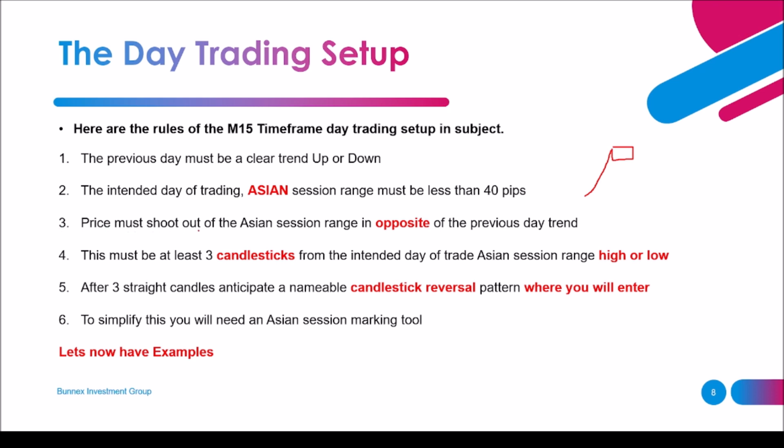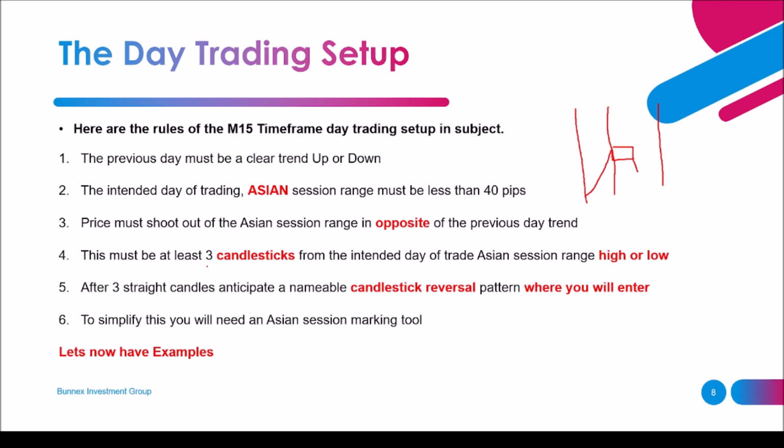Price must shoot out of the Asian range in the opposite direction of the previous day trend. This was the previous day trend. Let me put a line where we are saying this was the previous day trend, and this is the day where we intend to make our entries. So price must shoot in opposite to the previous day trend.